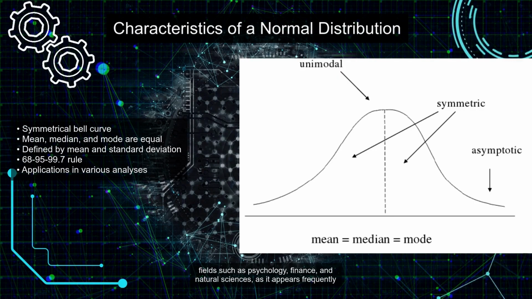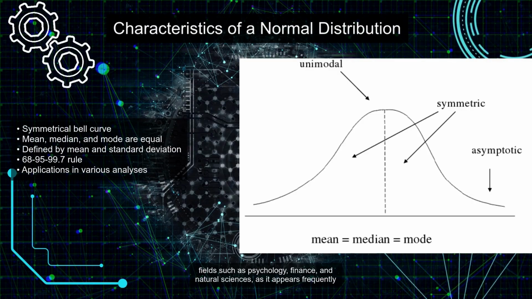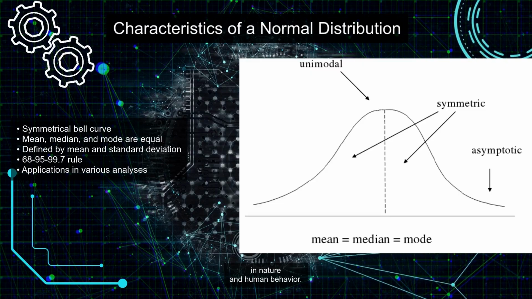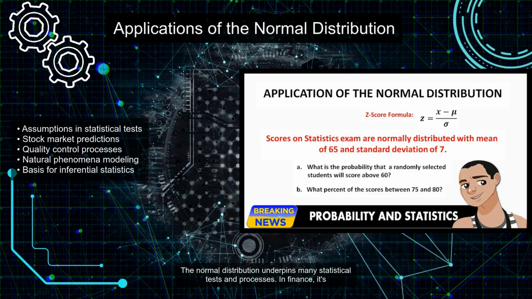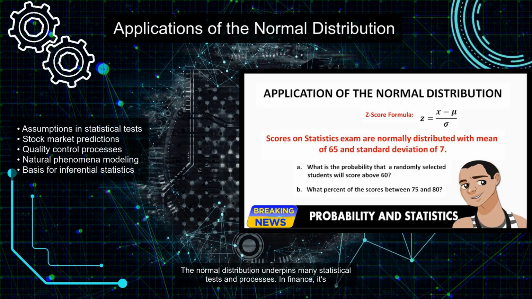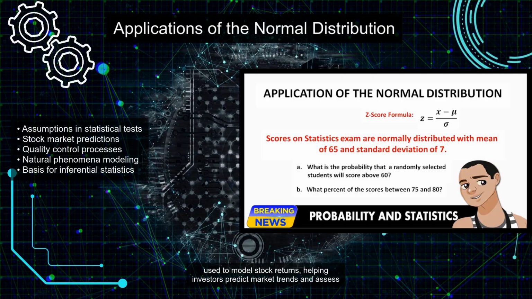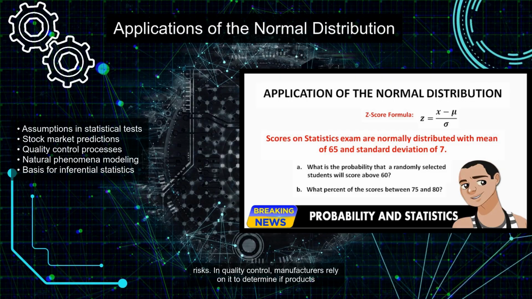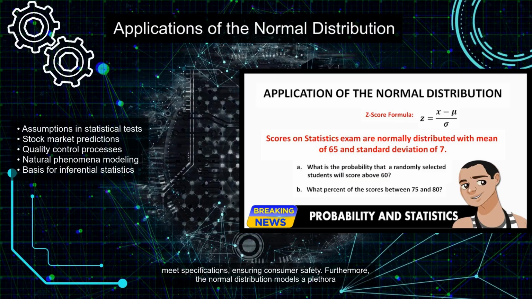This distribution is widely used in fields such as psychology, finance, and natural sciences, as it appears frequently in nature and human behavior. The normal distribution underpins many statistical tests and processes. In finance, it's used to model stock returns, helping investors predict market trends and assess risks. In quality control, manufacturers rely on it to determine if products meet specifications, ensuring consumer safety.